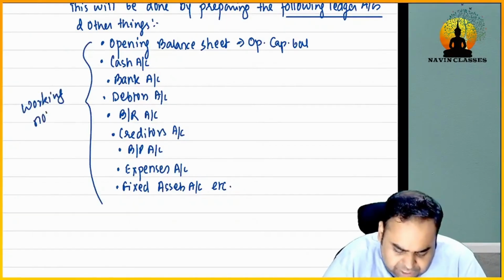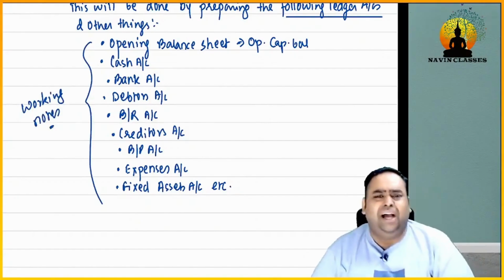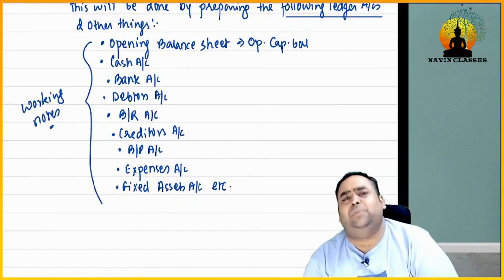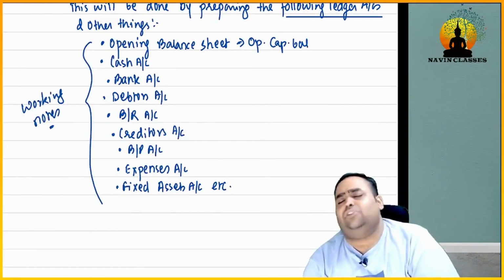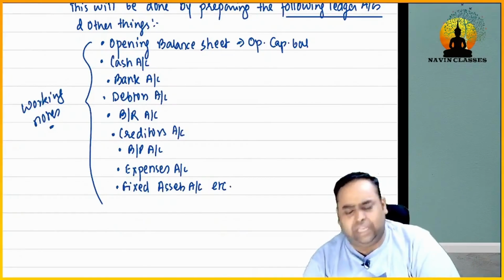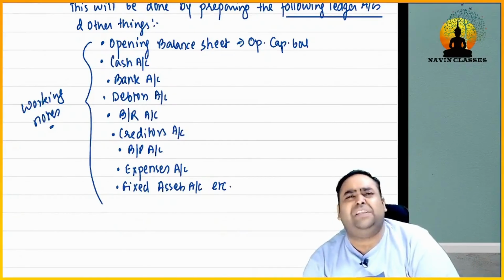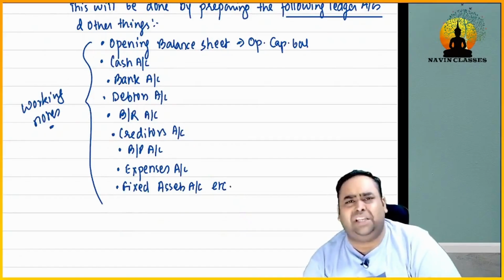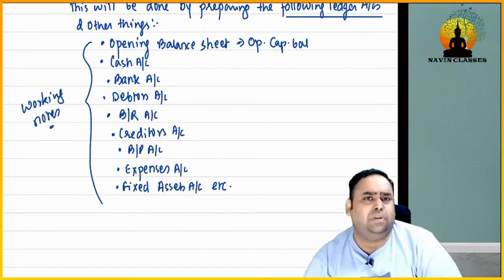Okay, in the working notes, you will have to do all this work, right? It's not necessary that every question has everything. For example, in some questions the opening balance sheet will be given, so we don't have to create it. In some questions, information on BRBP is not given, then don't make it. In others, fixed assets will be less. Opening balance and depreciation will be given, just calculate the closing balance. Don't create a fixed assets account.